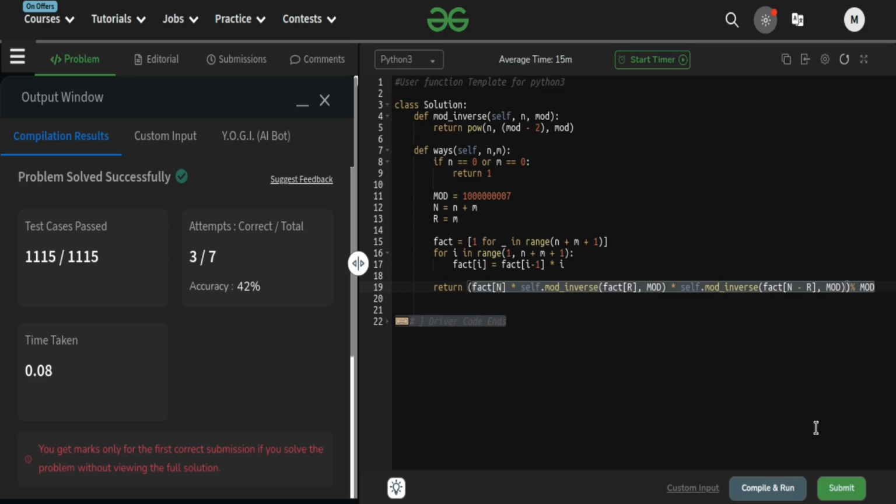So that's the code, folks. Now let us go ahead and submit our solution. So our solution got accepted. That is all from this video, folks.